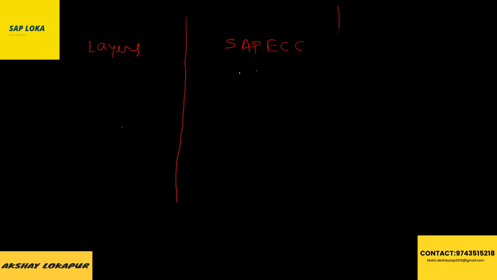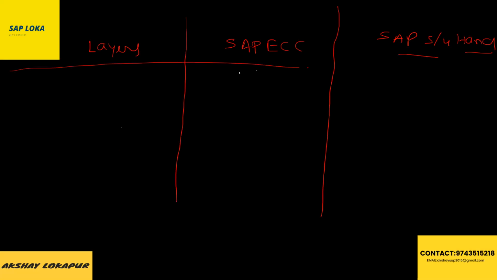This is ECC and your SAP S4 HANA. How this name came, everything we'll see. Now I'm just explaining the differences. We have 3 layers, as I told: presentation layer, application layer, and database layer.